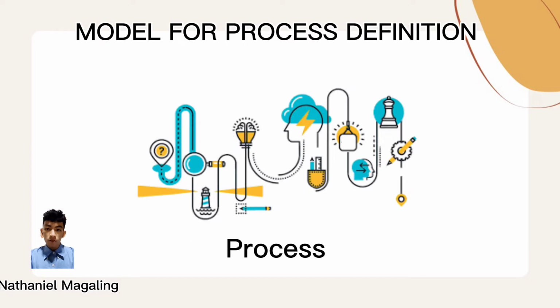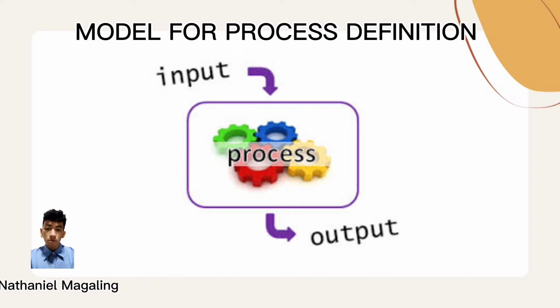Model for process definition. The process model is quite simple. It contains three elements as given below. First is the input of the process. Second is the output of the process, and the last one is the process or task.